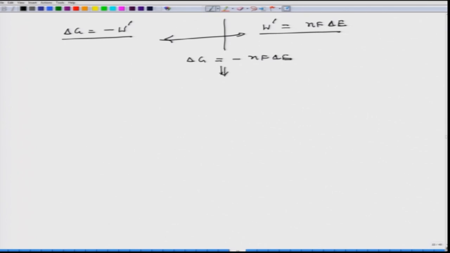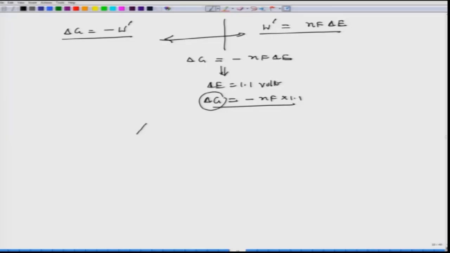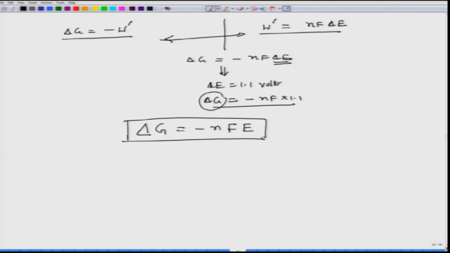Now, in the situation of the copper zinc cell, we generated ΔE equal to 1.1 volt. So, the total free energy change for the chemical reaction would be nothing but nF into 1.1 volt. So, this is the free energy change that is possible in the system, and that free energy change is negative in nature. So, it leads to some electrical work. So, one of the major concepts we are getting is ΔG equal to minus nFE, and this ΔE is termed as E, which is nothing but the difference.